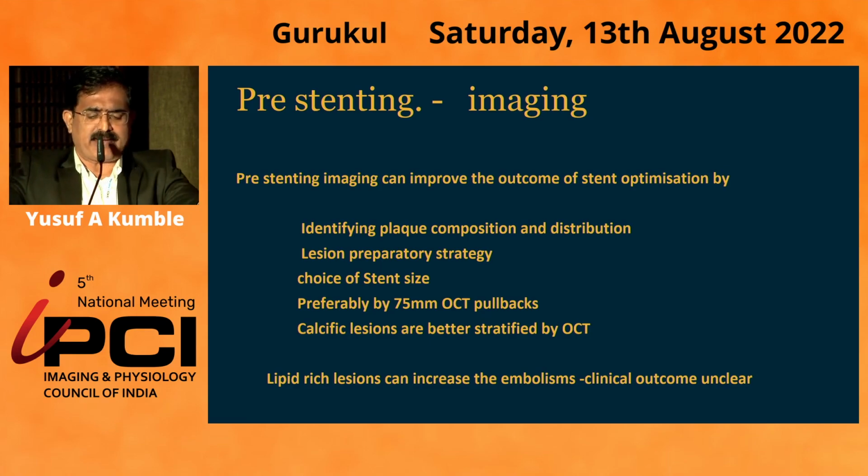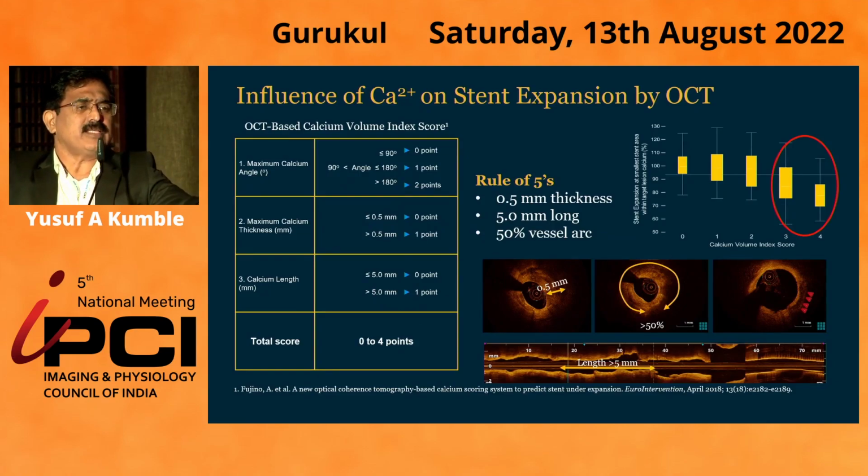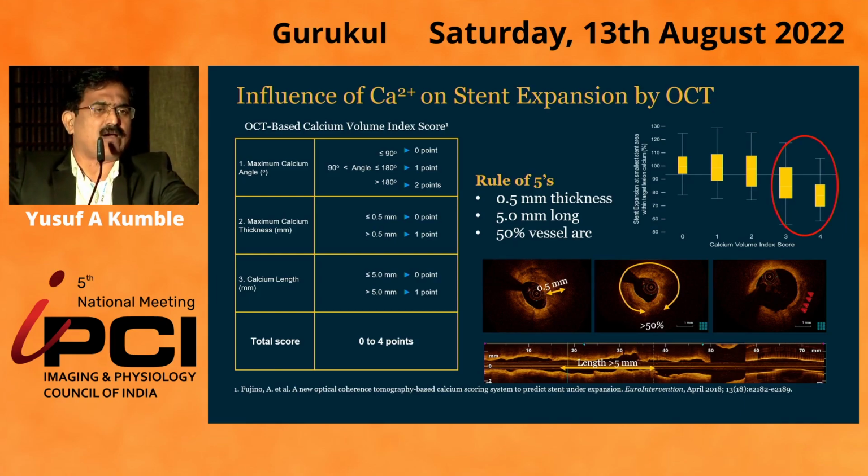Calcific lesions are better stratified by OCT than by IVUS. Lipid-rich lesions can increase embolism and events, but the clinical outcome is not very clear. You can see the influence of calcium on stent expansion by OCT. It usually follows a rule of 5: if the calcium is more than 0.5 mm thick, 5 millimeters long, and more than 50% of the vessel arc is involved, then we have to really prepare the vessel very well.